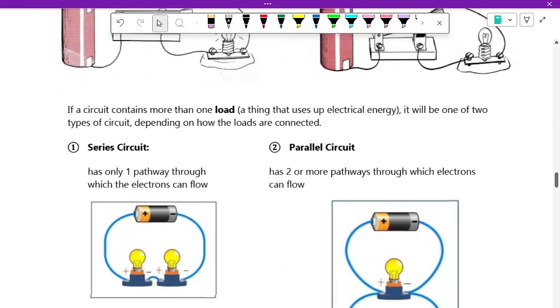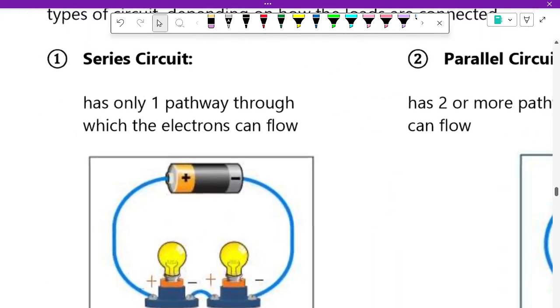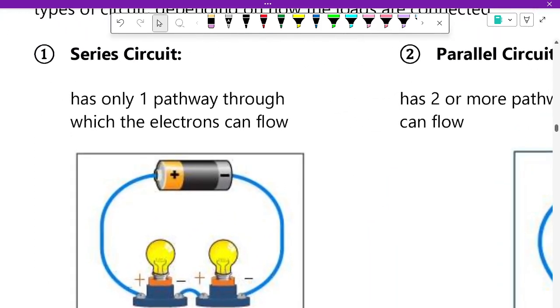If a circuit contains more than one load, so in other words, more than one light bulb, for example, it can be connected in one of two different ways. We can have a single pathway, one path. And if the two light bulbs are in the one path, we call that series. They are in series. The two light bulbs are in series with one another. There is only one path for the electrons to flow through.